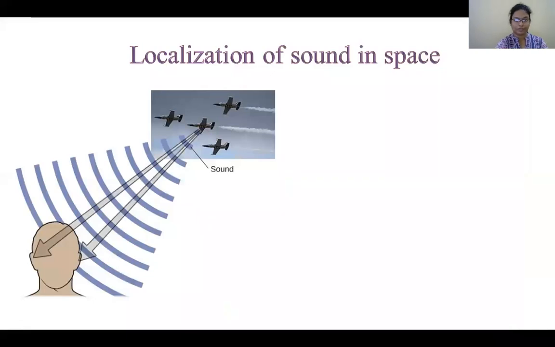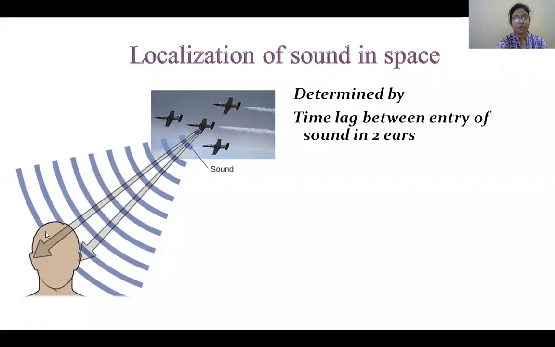Now, here, this is known as localization. For example, this is an aeroplane which is flying. It will cause sound waves to reach the ear. But if you look at the length, this side of the ear is lesser and this side is more. So there is always a time lag between the entry of sound in both the ears.